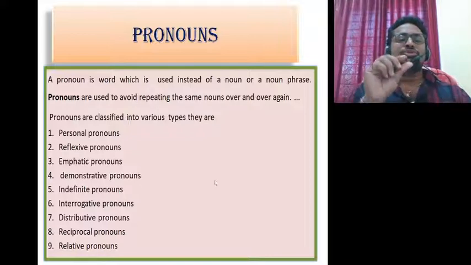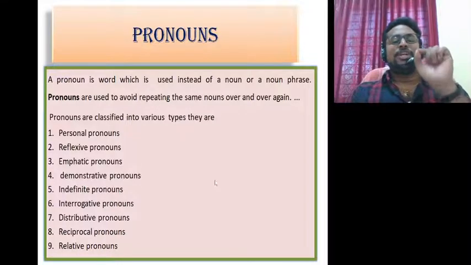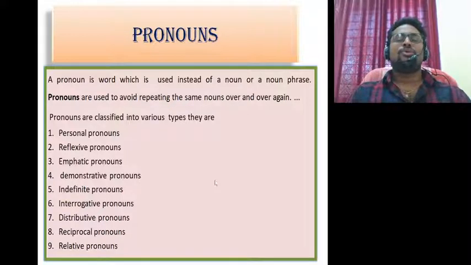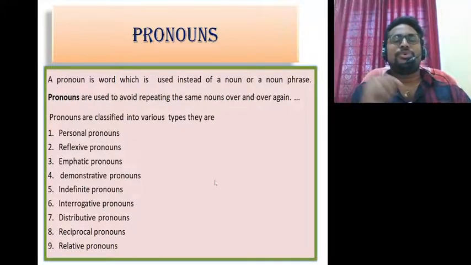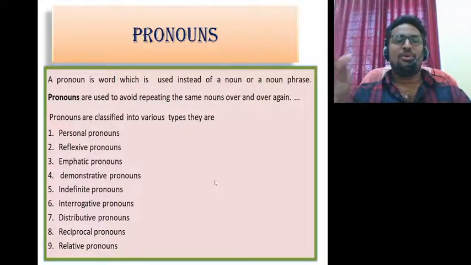Pronouns are used to avoid repeating the same nouns over and over again in the sentence. If you use the noun again and again in the sentence, it looks clumsy. For example, Ramu is a good boy. Ramu went to school. Ramu played cricket. Ramu, it doesn't look good. Repetition of the noun again and again in the sentence doesn't look good.